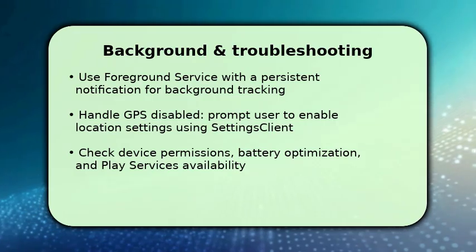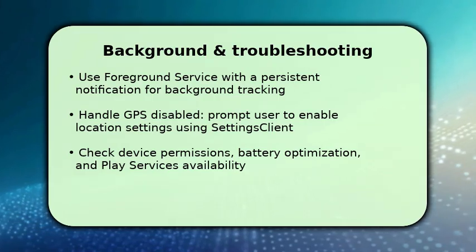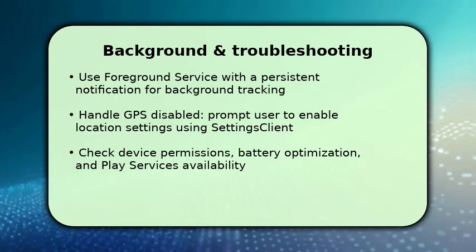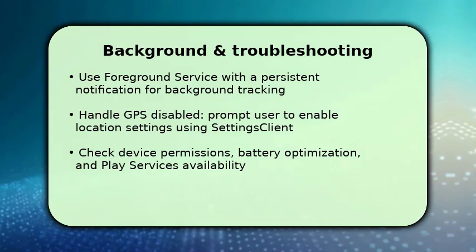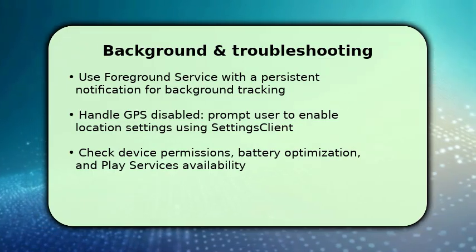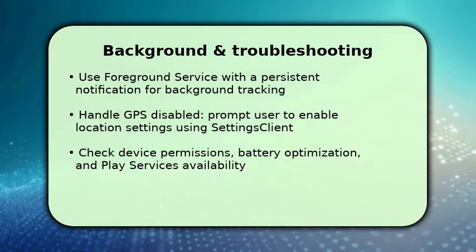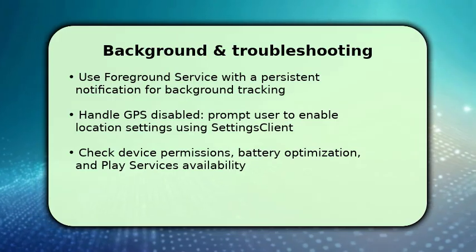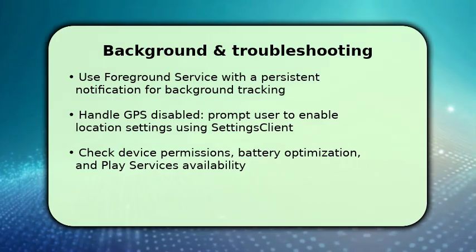If you need continuous tracking, start a foreground service with a notification so Android won't kill your process. Explain why. Background restrictions vary by OEM and API level, so foreground is reliable. Once the service runs, subscribe to location updates and persist coordinates safely.